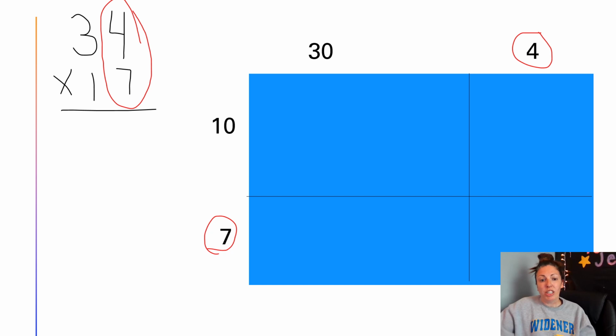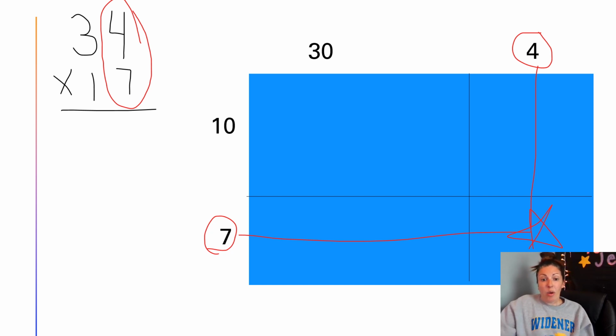So what I'm going to do is move my finger along the 7, and bring my finger down from the 4, and whichever box they meet in, that's where I'm going to do my work for 7 1s times 4 1s. And I'll show you what that means in case you're a little bit confused.